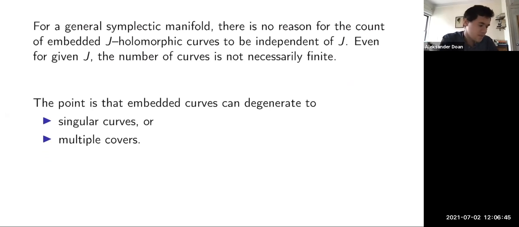So for a general symplectic manifold, there is really no reason for the count of embedded J-holomorphic curves to be independent of this choice of an almost complex structure. In fact, it's not even necessarily true that if you choose a generic almost complex structure J, then there will be finitely many curves of given genus or homology class, even if I'm always assuming here virtual dimension 0. So even to define the count of curves is a non-trivial task.